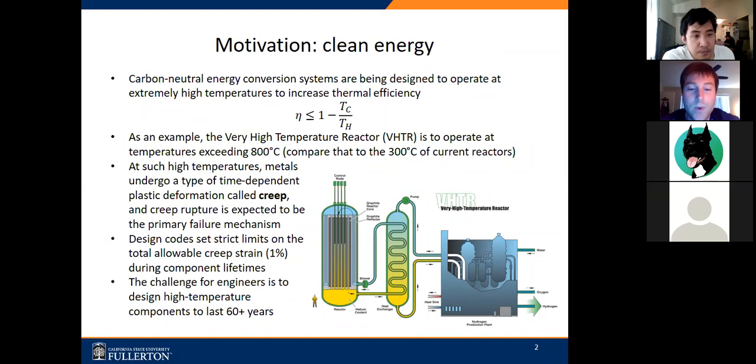Typically, it's 1%. So you don't want the creep strain to exceed 1% during the entire lifetime of a component, which could be up to 60 years or more. So that provides a challenge for the engineers that are designing these systems. They have to make sure that they're going to last for 60 plus years.